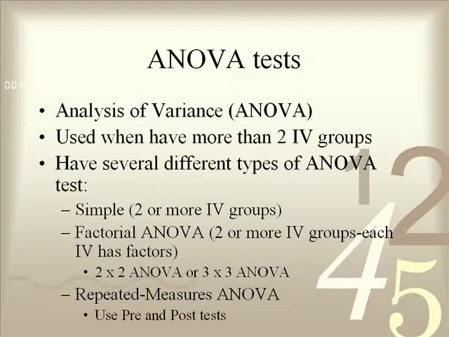Then for the age factor we have, let's say, 20 to 30 years old. Another factor would be 30 to 40 years old, and the last factor would be 40 to 50 years old. So we have three independent variables, and for each independent variable we have three different factors or levels. That's a lot of things going on there. And so that's a factorial ANOVA test.